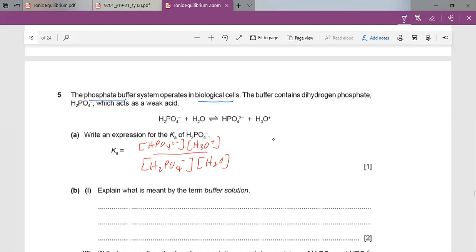The buffer contains dihydrogen phosphate, H2PO4 minus, which acts as a weak acid. Now they give you this one here. They talk about only one species here, but this one species gives you the other species. This is called dihydrogen phosphate, and this is called hydrogen phosphate ion. So these are the two things here. Write an expression for K, very simple. This one over this one.